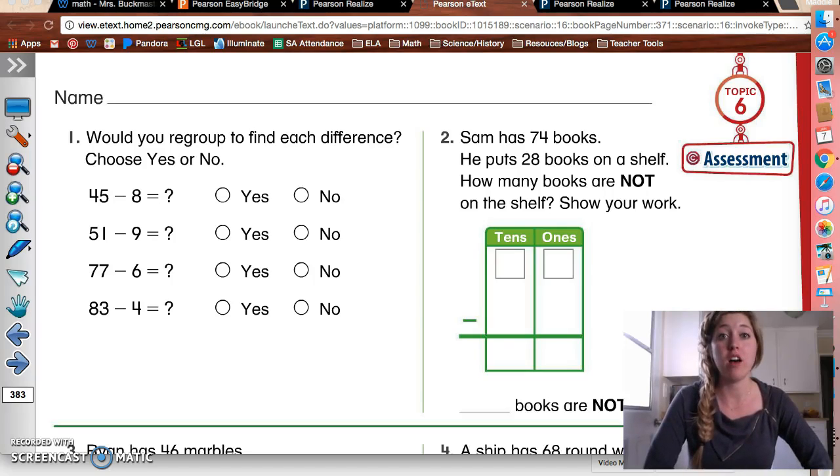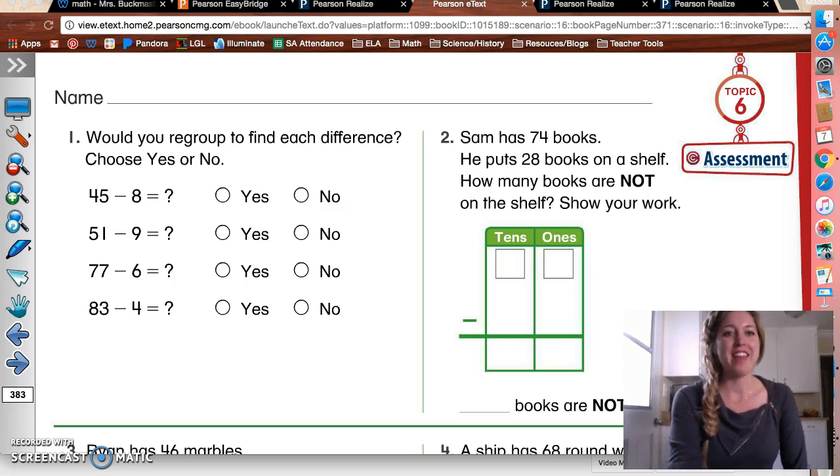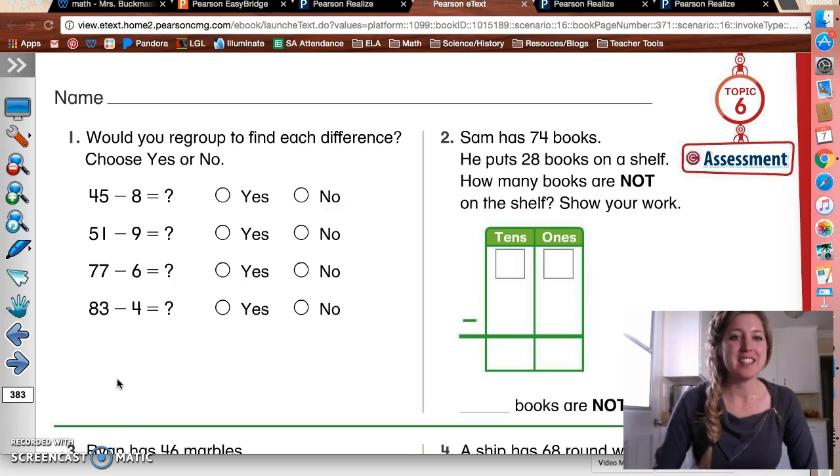All right, follow along in your workbook as I read it to you. You can pause it after I read each question so that you're able to take your time and solve the problem. So remember to put your name on it. And then number 1 says, would you regroup to find each difference?